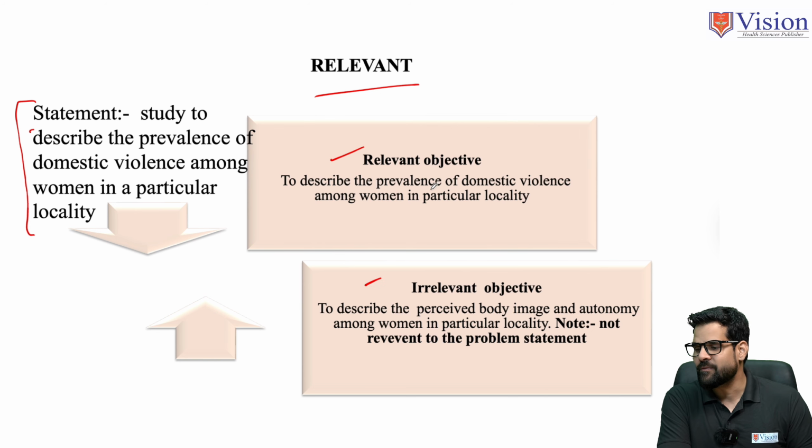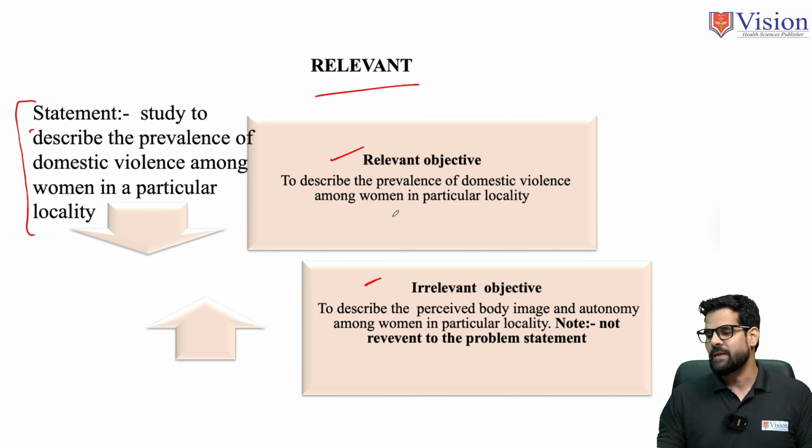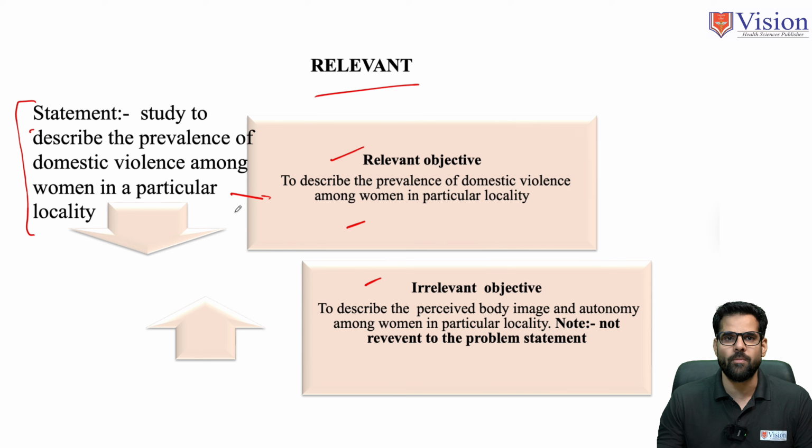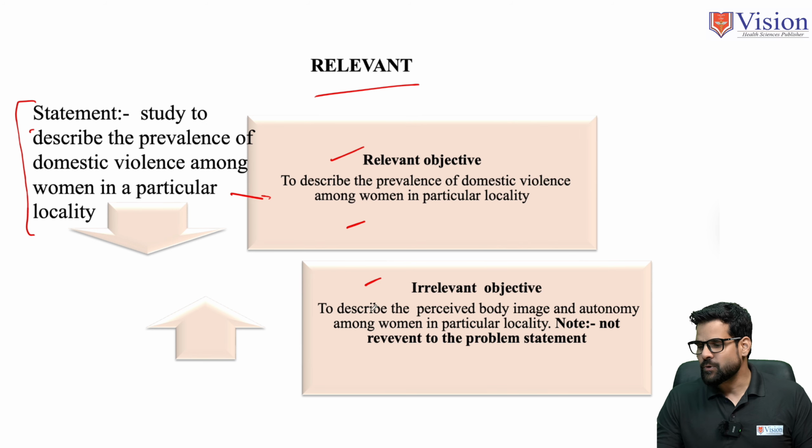To describe the prevalence of domestic violence among women in a particular locality, simply, as it is just a reflection of your problem statement. But suppose someone wants to state an objective like this: to describe the perceived body image and autonomy among the women in a particular locality. Now, in this particular case, why do we want to study body image? Why do we want to study their autonomy?